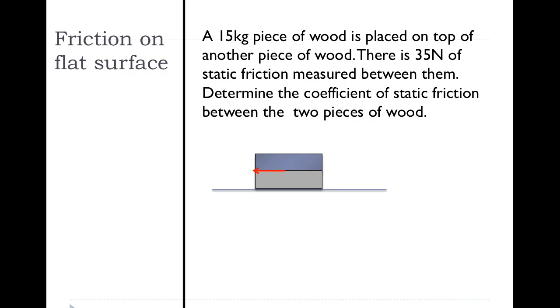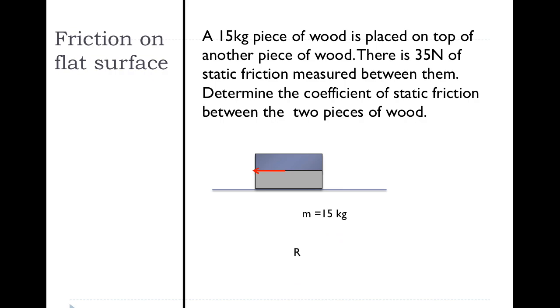Here is an example of friction on a flat surface. We are given a 15-kilogram piece of wood and we place that on top of another piece of wood. There is 35 newtons of static friction measured between these two items. There is no applied force. You just happen to know this information. Determine the coefficient of static friction between the two pieces of wood.